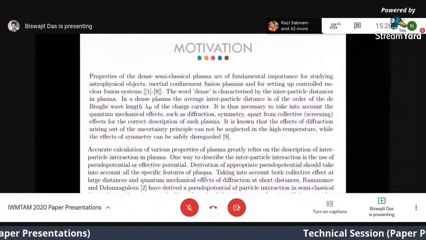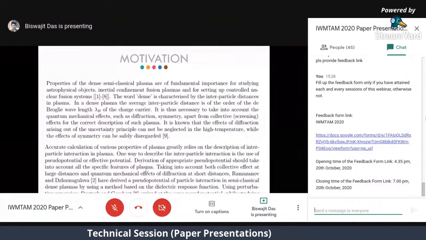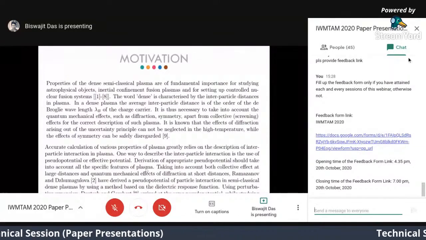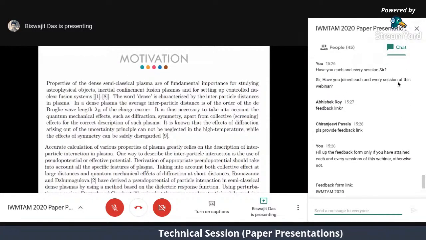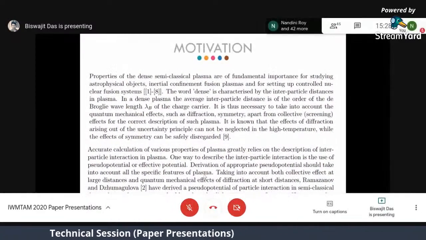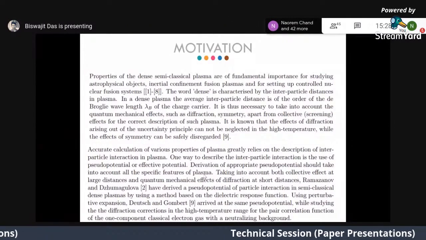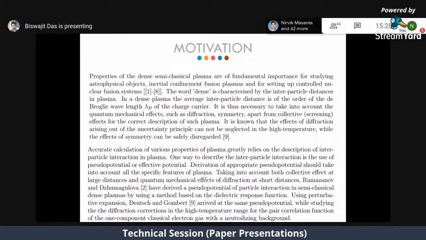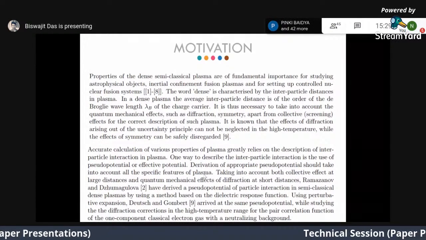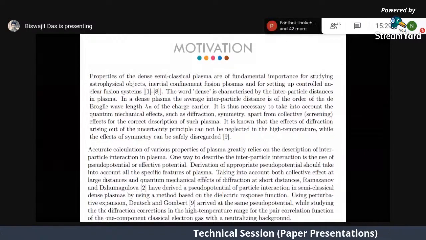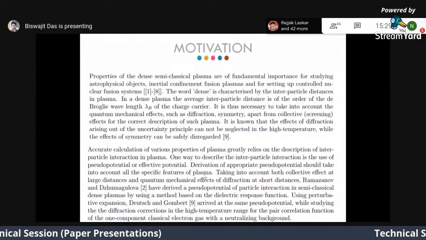Ramazanov and Arkhipov have derived a pseudopotential of particles interaction in semi-classical dense plasma by using a method based on the dielectric response functions. Using perturbative expansion, Deutsch and Gombert arrived at the same pseudopotential while studying the diffraction correction in the high temperature range for the pair correlation function of one component classical electron gas with a neutralizing background.